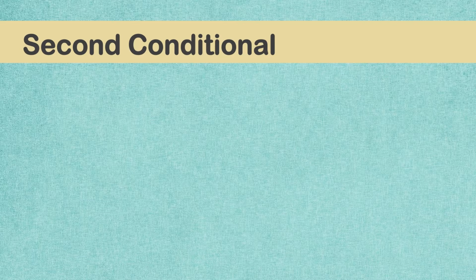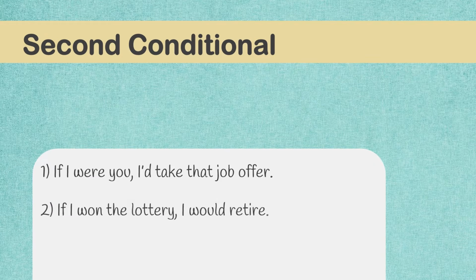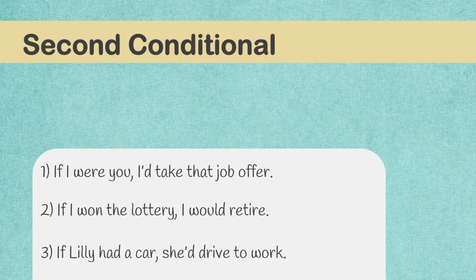Now we know the structure of second conditionals, let's take a look at a couple more examples. Number 1. If I were you, I'd take that job offer. Number 2. If I won the lottery, I would retire. Number 3. If Lily had a car, she'd drive to work. Did you notice that 2 of these sentences use contractions? I'd, which is the contracted form of I would, and she'd, which is the contracted form of she would. Contractions are often used in spoken English.